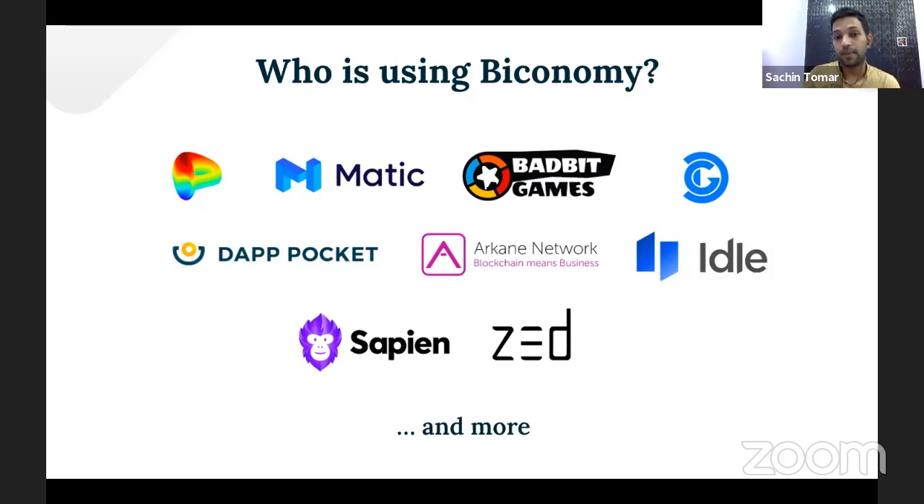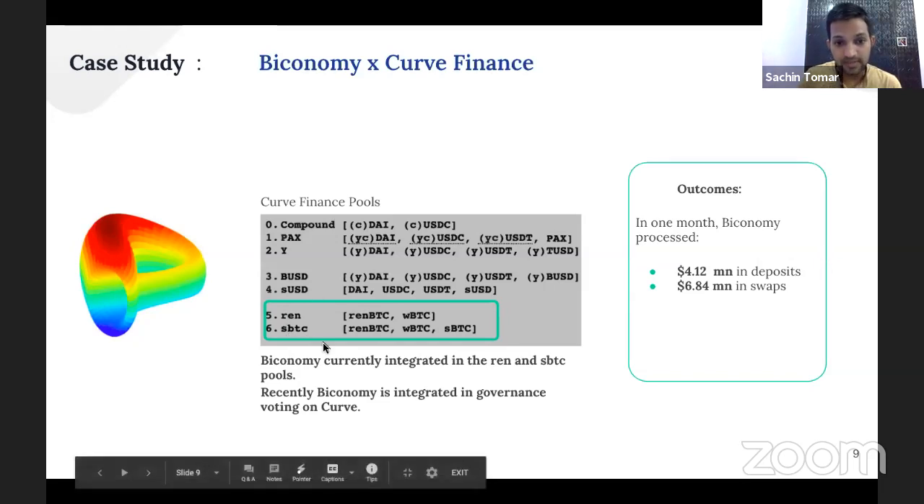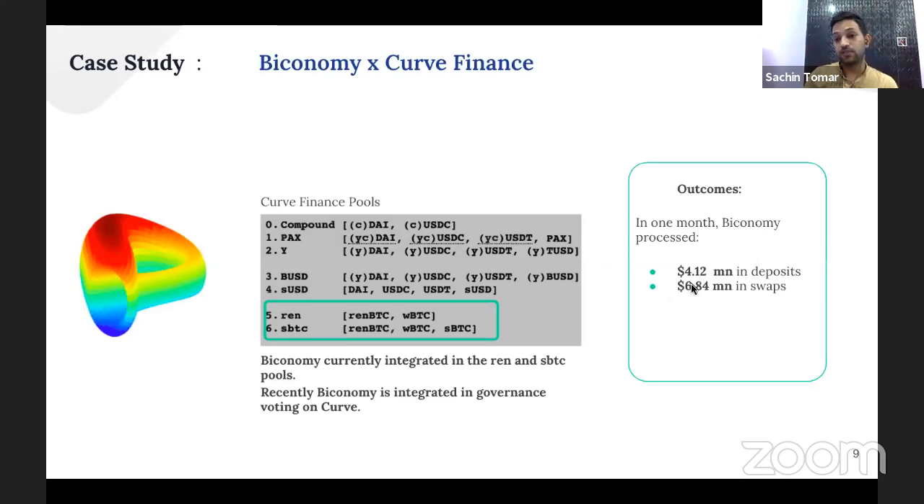Some of them are already on mainnet. Some are on their way to the mainnet. And we are seeing very exponential growth in DApps onboarding Biconomy. So let's take the example of Curve Finance. When Curve Finance integrated Biconomy in two of the pools, which you can see are Ren BTC and SBTC, they were able to do more than 10 million in deposits and swaps in those two pools in just a single month. That's what you can achieve if you improve the user experience of these applications today.